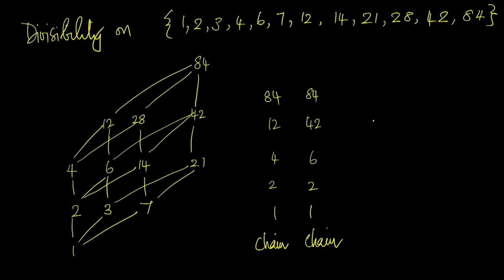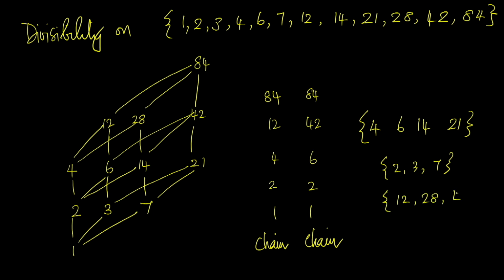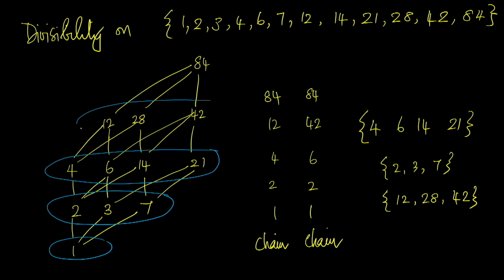What would be an anti-chain? 4, 6, 14, 21 will form an anti-chain. That's because no two of these are divisors of each other. Similarly, 2, 3, 7 will also form an anti-chain. 12, 28, 42 also will form an anti-chain. In fact, 1 alone will form an anti-chain. These are some of the anti-chains.